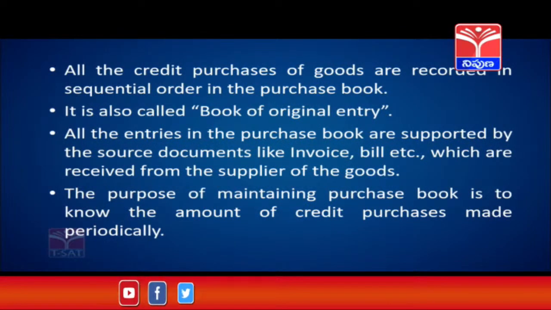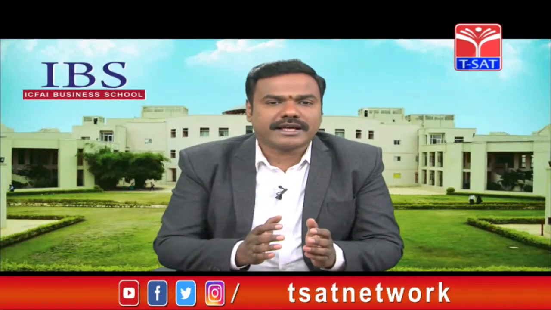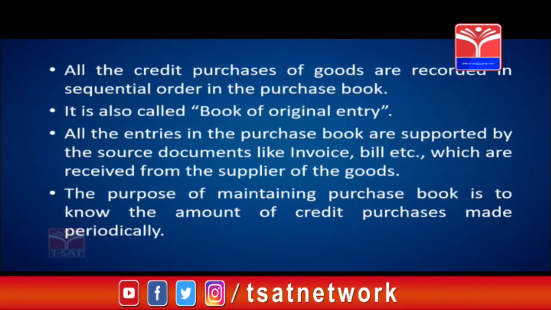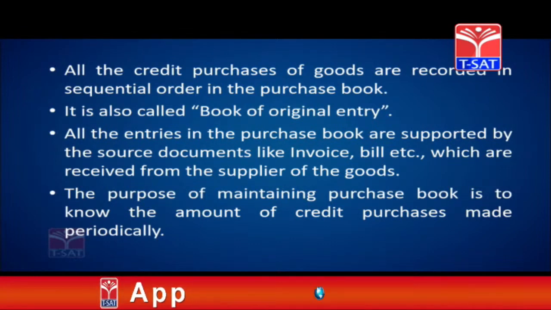As and when a purchase is taking place, you have to record the transactions in the purchase book. So this purchase book is also called as book of original entry, because we are recording the transactions in the first step in the purchase book. All the entries in the purchase book are supported by a document. So the document can be an invoice or bill which is issued by the supplier. So with the support of the document, you have to record the entries in the purchase book in sequential order.